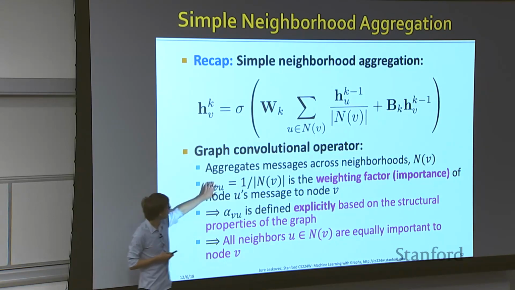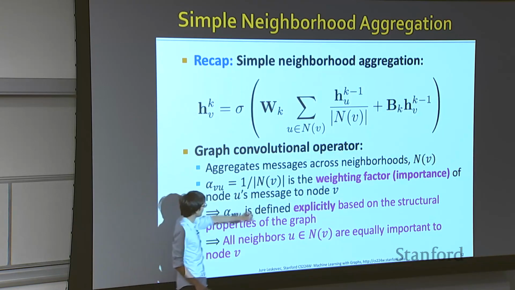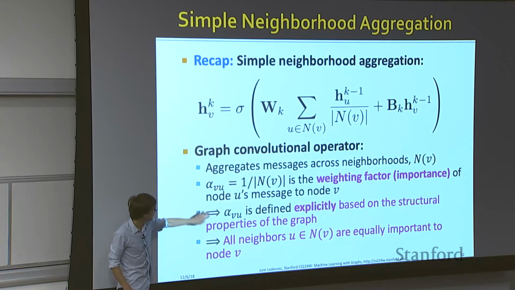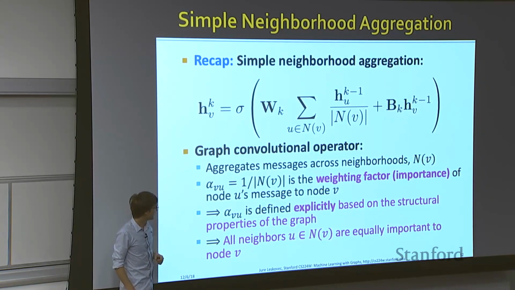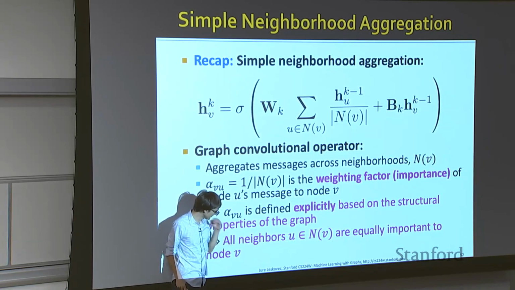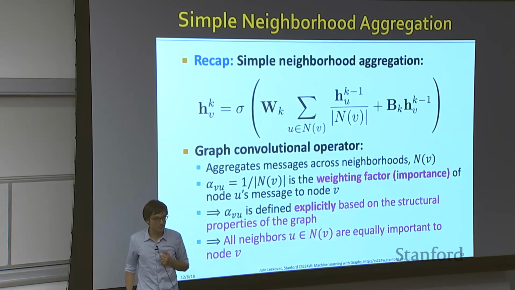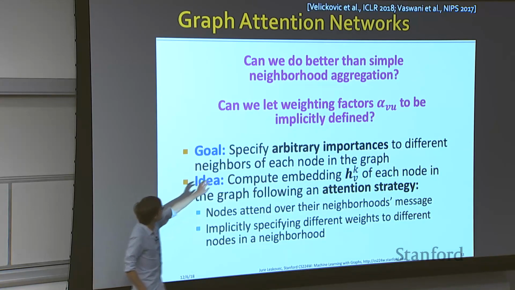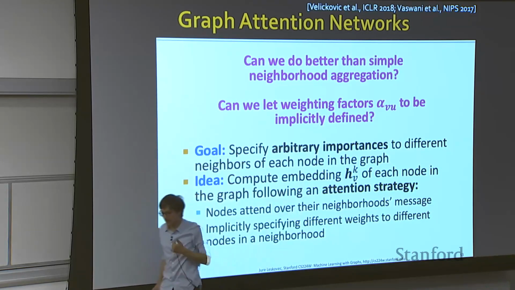So the idea will be that I don't want to just aggregate information across all the neighbors, but I want to have some weight, let's call it alpha, that will tell me how important is a given edge. Right? So for example, right now we just said all the edges are of equal importance, if you think from the average point of view. And what we want to do is define this edge weight based on the structure properties of the graph, right? Right now all the neighbors of the given node V are equally important, but we don't want all the neighbors to be equally important. So the question is, can we do better than assigning equal importance to every neighbor and aggregating? Can we let the weighting factor, this weight alpha, be somehow implicitly defined, or can we learn it, right?